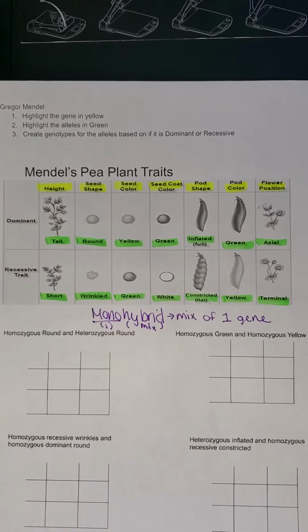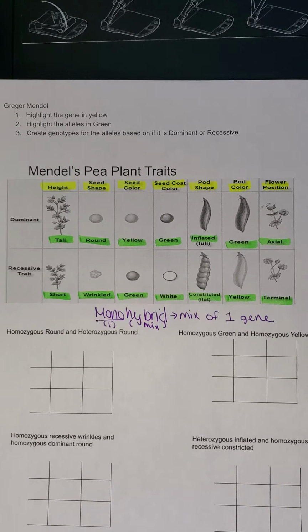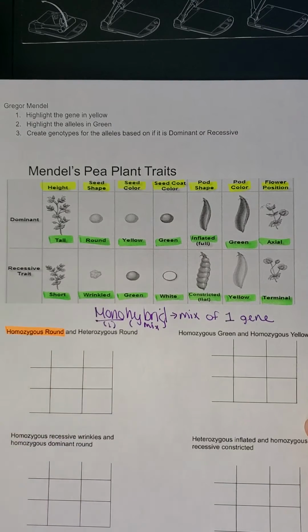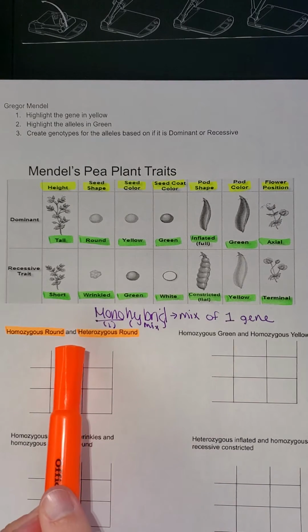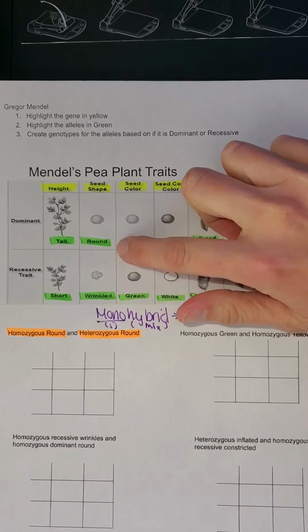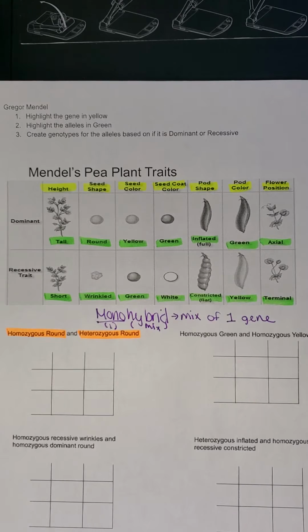So we worked on that yesterday. Let's do it now. Here we have the word homozygous. So homozygous, round, and heterozygous, round. So obviously this is shape, right? So here's shape. I guess before we get started, let's actually make some of our letters.